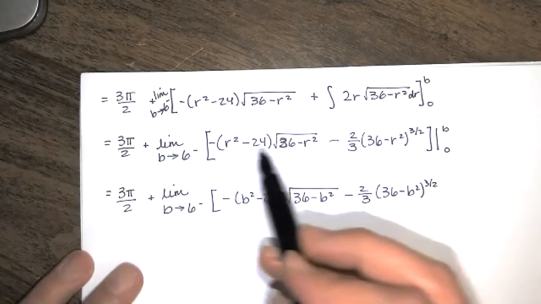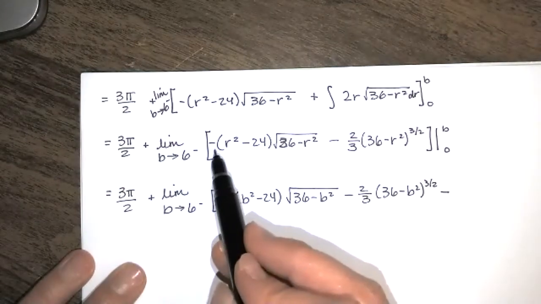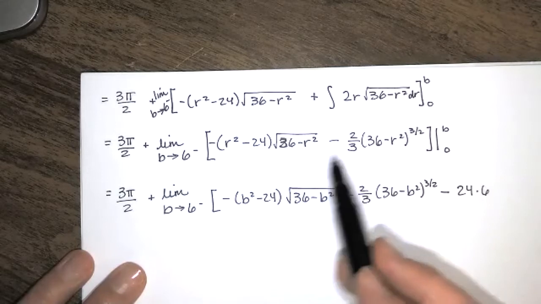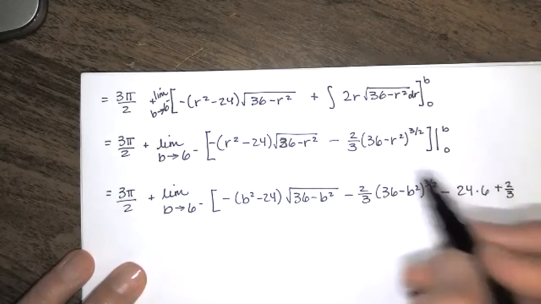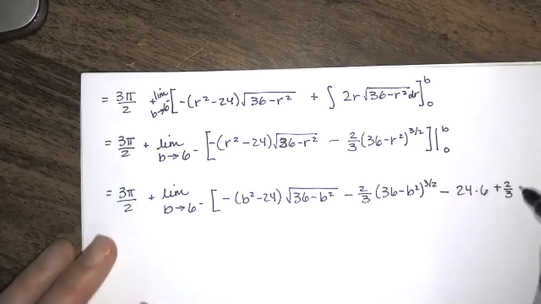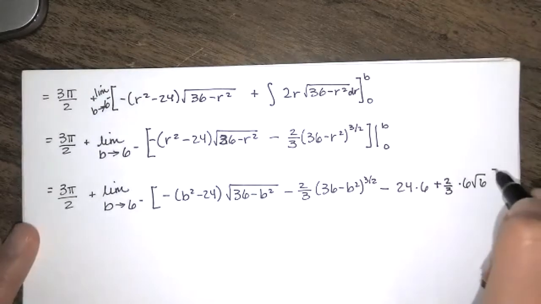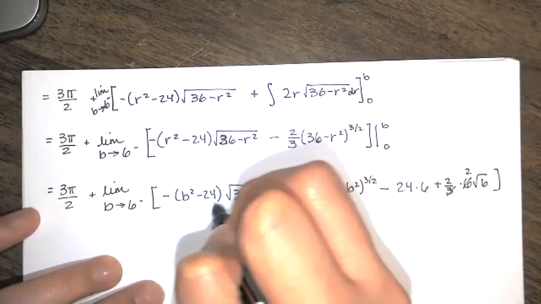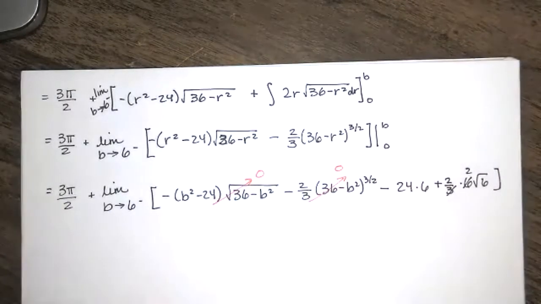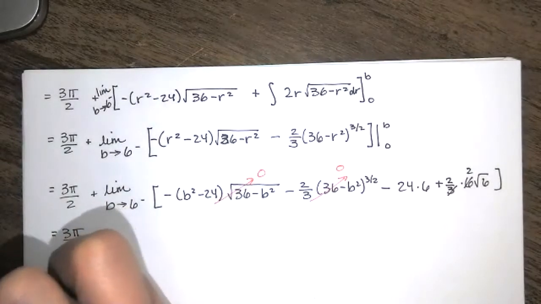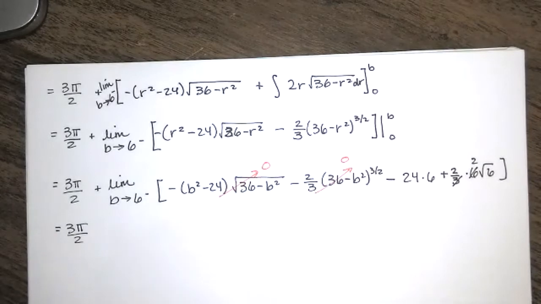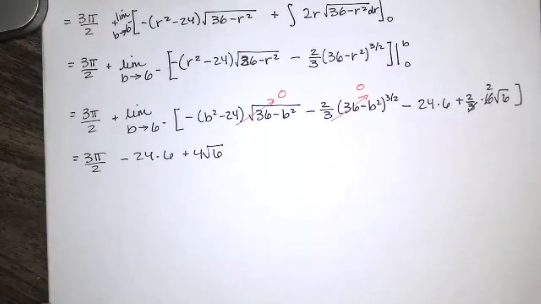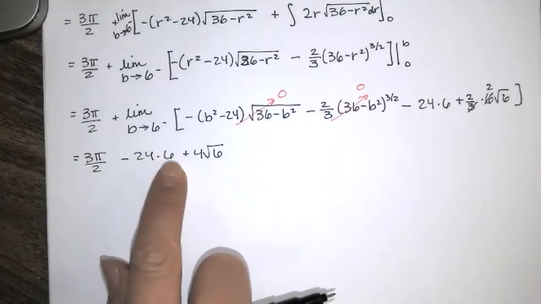When we evaluate this at r equals 0, we're subtracting. This will be subtracting 24 times the square root of 36. So 24 times 6. And then we're subtracting a negative, so that's adding 2/3 of 36 to the 3/2. So that's 6 times the square root of 6. Okay. And as b approaches 6 from the left, this is going to approach 0, this is approaching 0, and we just get that number there. And so we get whatever that is. What is that, 120? And then another 24, 144.